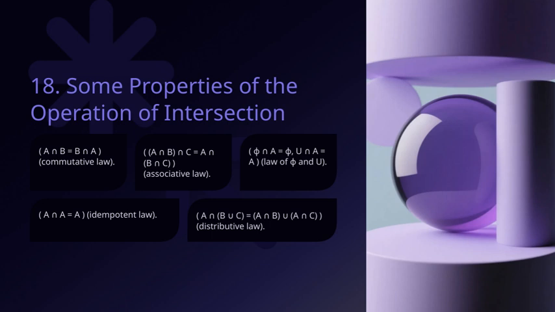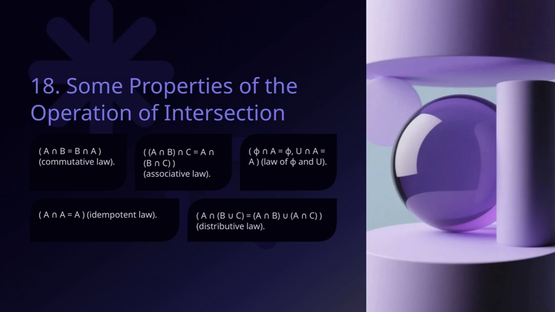The associative law states that (A ∩ B) ∩ C equals A ∩ (B ∩ C). This property shows that the grouping of intersections doesn't affect the result. So, whether we intersect A with B first and then with C, or B with C first and then with A, the outcome remains the same. This is very handy when working with multiple sets.